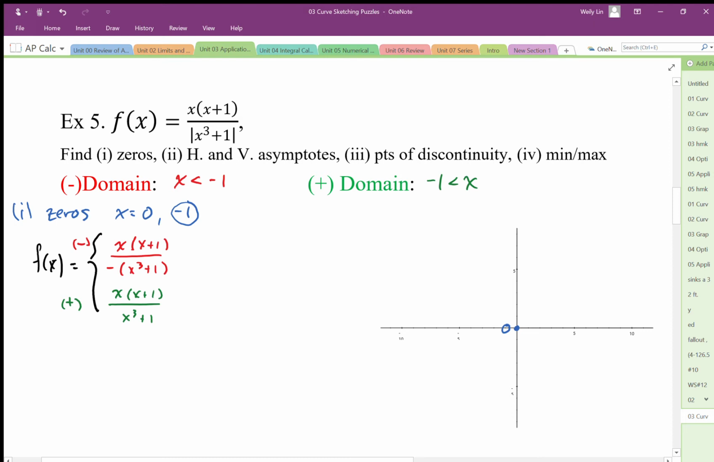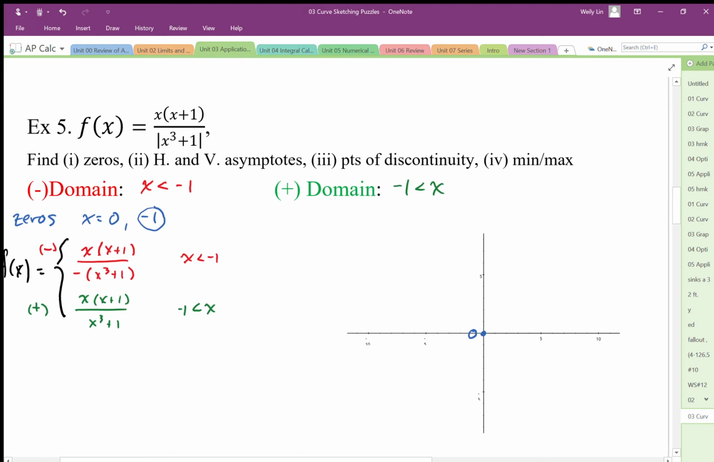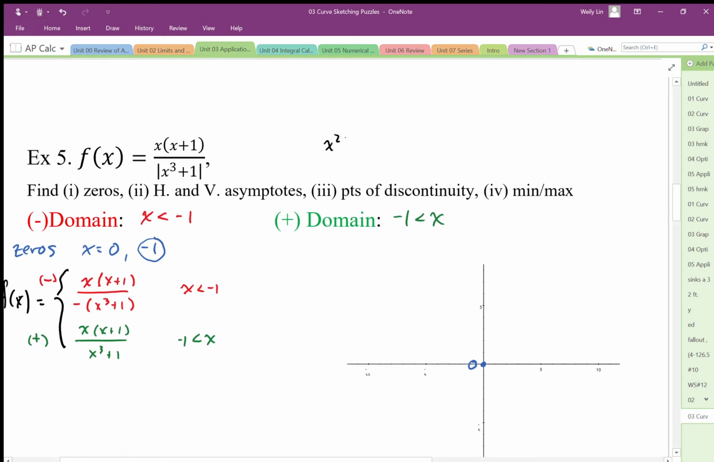All right, and I better write my domain in here. So this is when x is less than -1. This is going to happen when x is greater than -1. Now, x cubed plus 1 and x plus 1 share a common factor, because when you factor x cubed plus 1, if you notice, this is really handy, it's going to look like this. This is a sum of cubes. There's actually a formula for this: x plus 1 times x squared minus x plus 1.